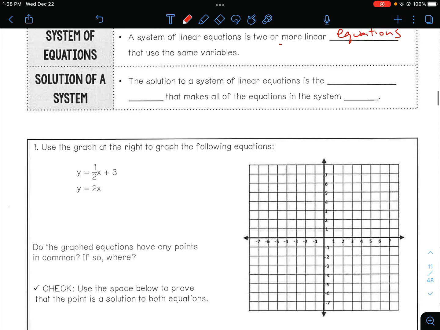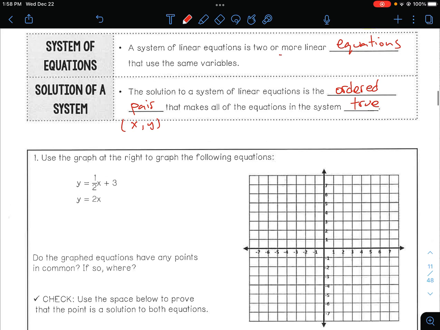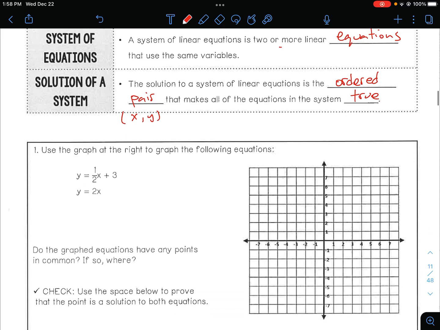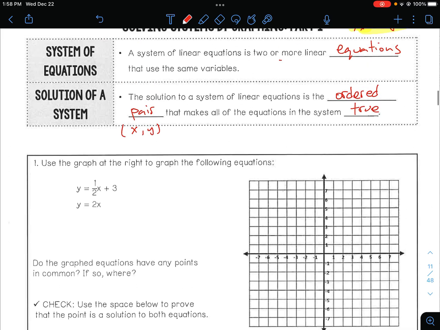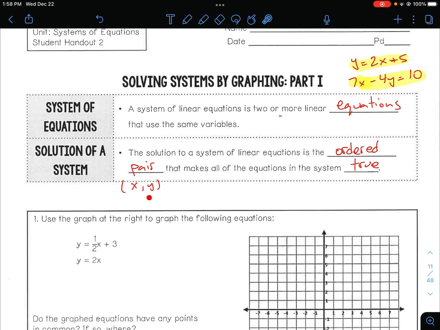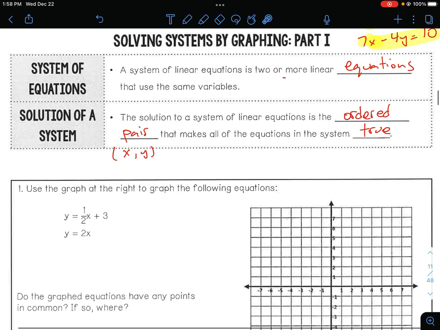The solution to a system of linear equations is the ordered pair that makes all the equations in the system true. Now, what do I mean by ordered pair? It's the x and the y value that would work for both equations. So we're going to solve the systems by graphing.